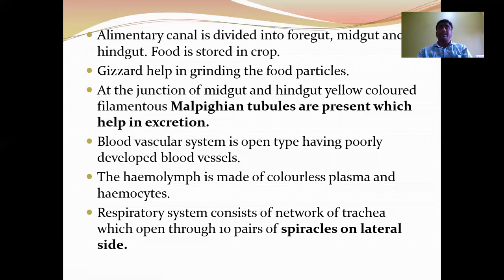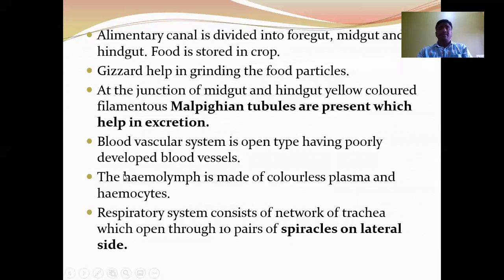At the junction of midgut and hindgut, around 100 to 150 yellow colored filamentous structures are present, called Malpighian tubules, which are the excretory organs of cockroach. At the junction of foregut and midgut, there are 6 to 8 finger-like diverticula present, called hepatic caecae. They help in digestion.